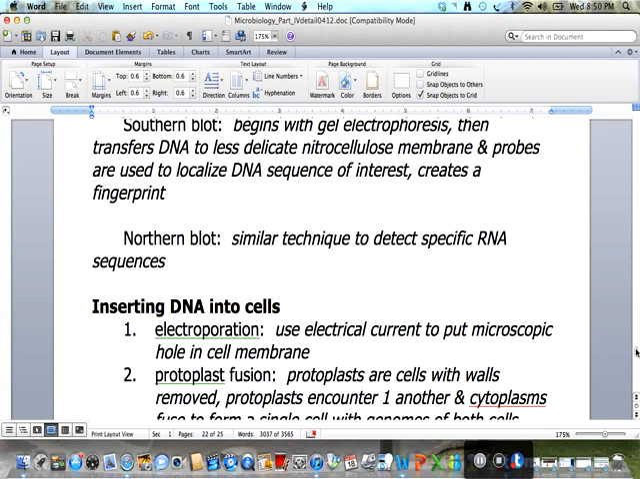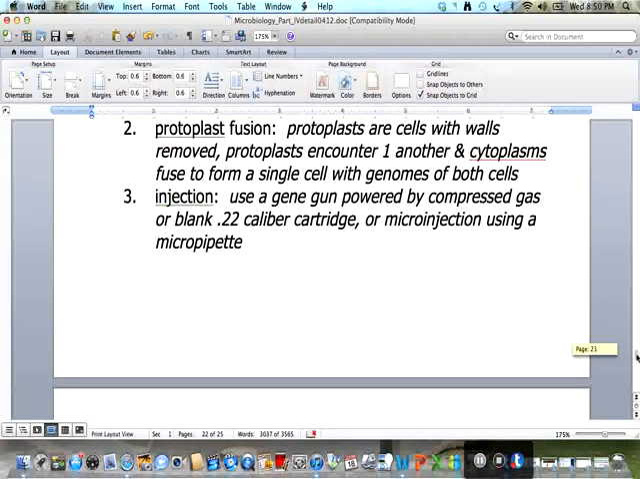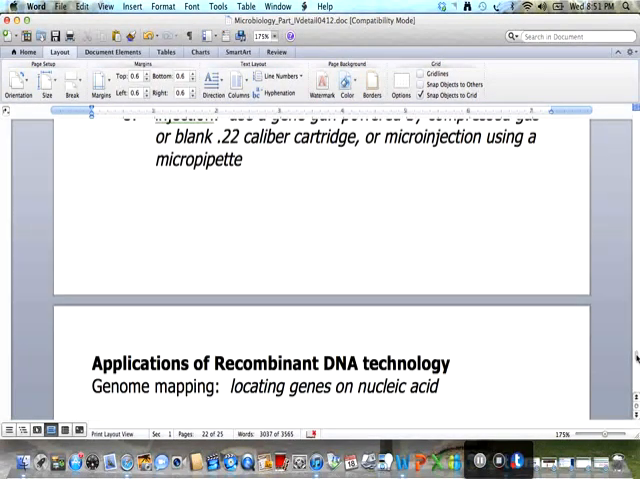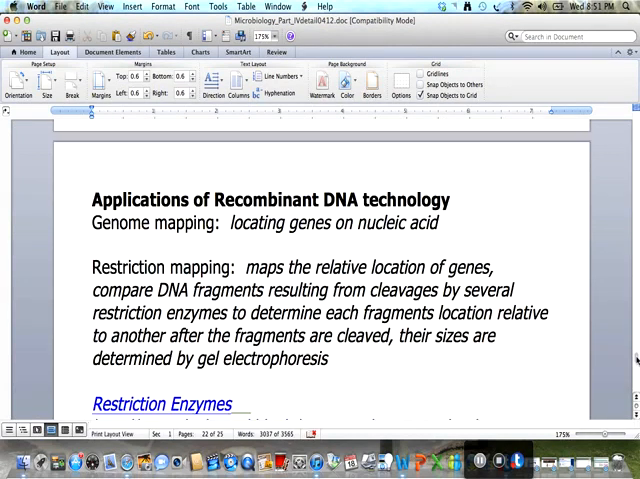This can be done with a gene gun powered by compressed gas or a blank .22 caliber cartridge. This can also be done using microinjection with a micropipette.